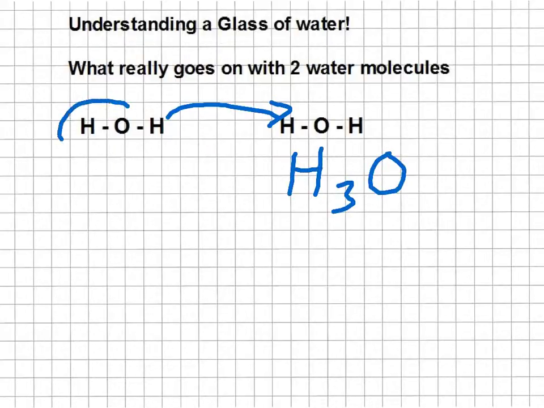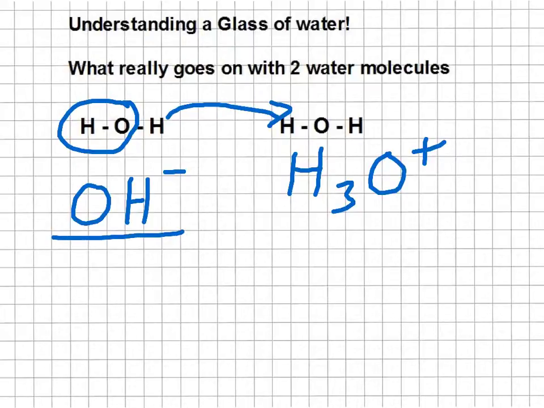This will leave you with the O and the H on this side to give you OH minus. And this is positively charged. This ion is called the hydroxide ion. This ion is called the hydronium ion. The hydronium ion, written in simplified form, is H+.